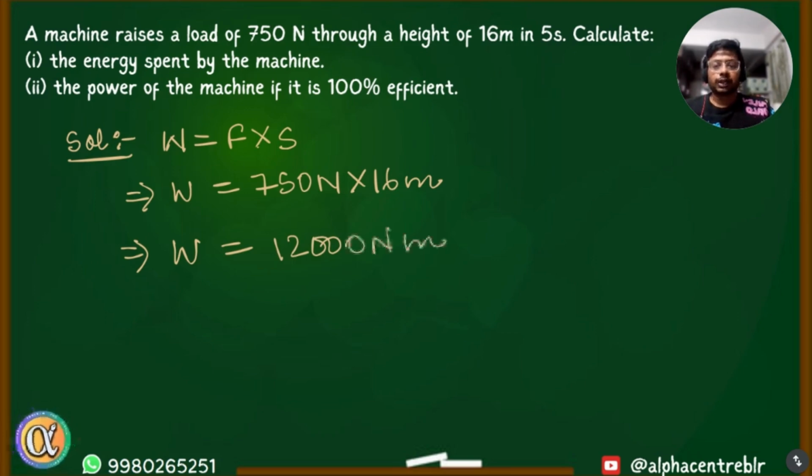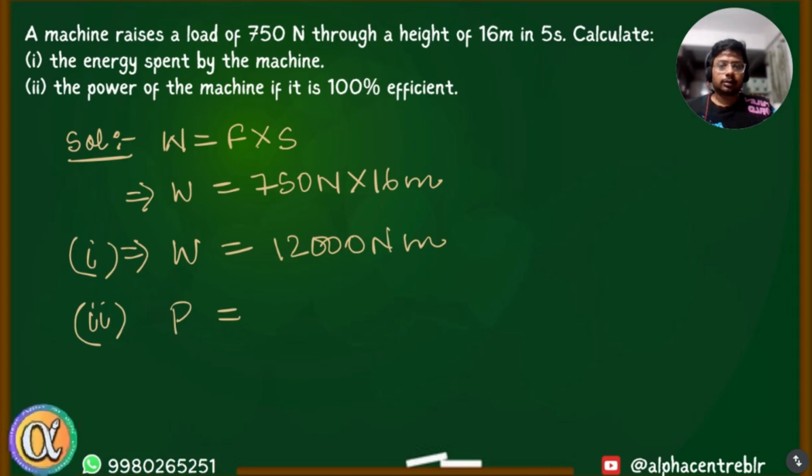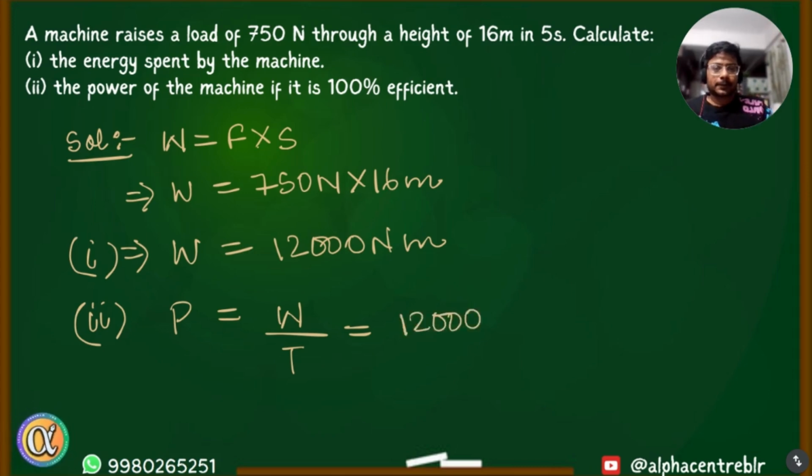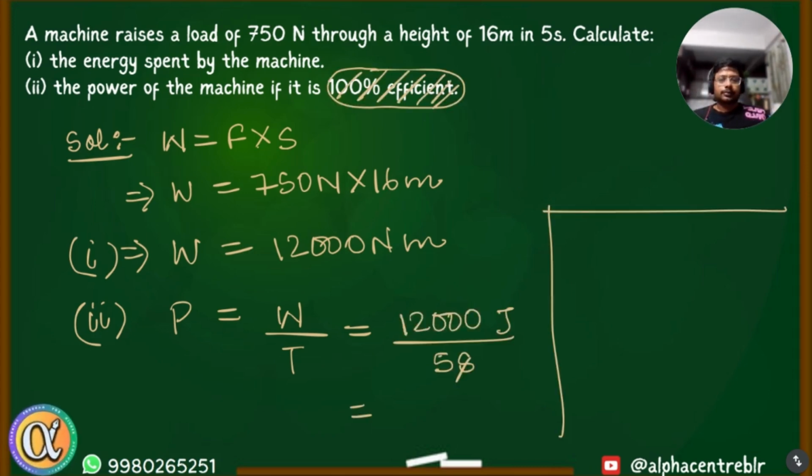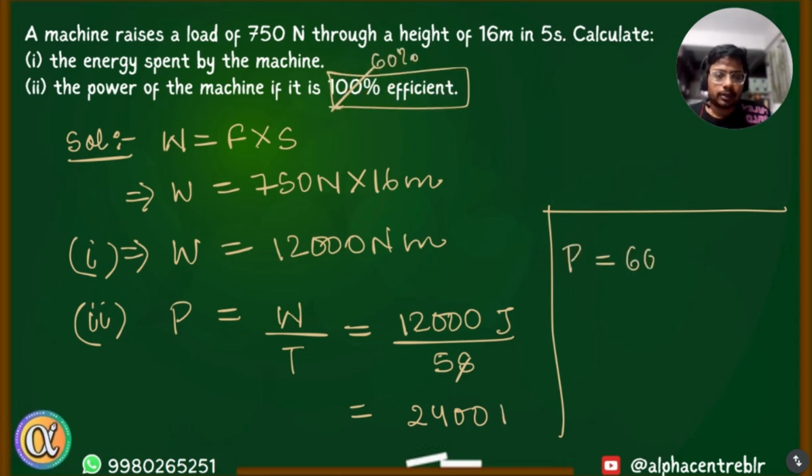So this is for the first part, energy spent by the machine. The second part is the power of the machine. The formula for power is work done divided by time. So work is 12,000 divided by time, which is 5 seconds. So 2400 is the answer, in watt.